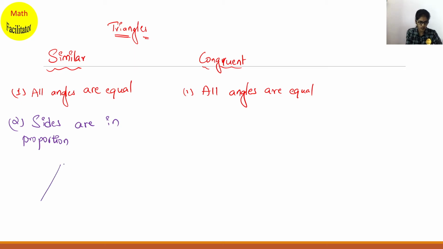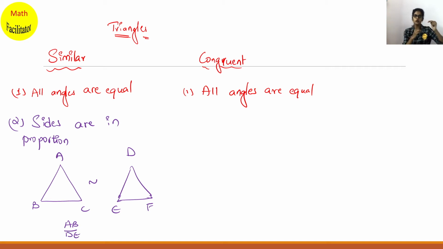Now say suppose this is triangle ABC and this is triangle DEF. Now if these two triangles are similar, then you can write AB upon DE. Okay, the ratio of the two sides AB by DE is equal to BC by EF, and this ratio is equal to AC by DF ratio. Okay, if the triangles are similar, this is the symbol of similarity, then the ratio of the sides are equal.